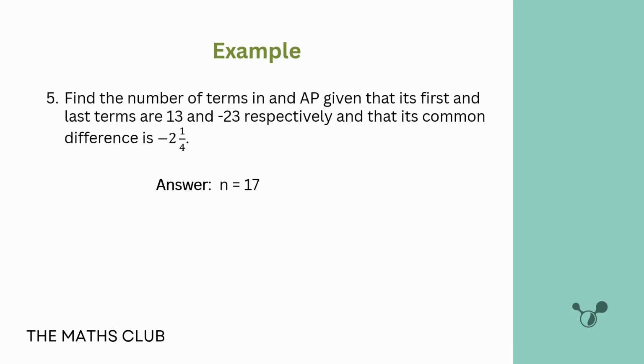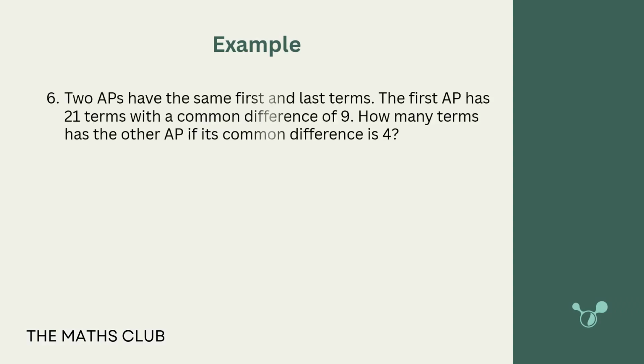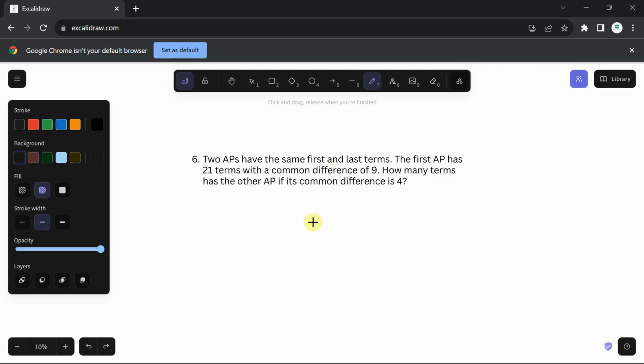Great. Now the next question is saying that two APs have the same first and last terms. The first AP has 21 terms, with a common difference of 9. How many terms has the other AP if its common difference is 4? Once you read all this question together, you will get confused. First things first, break it. So we have two APs.